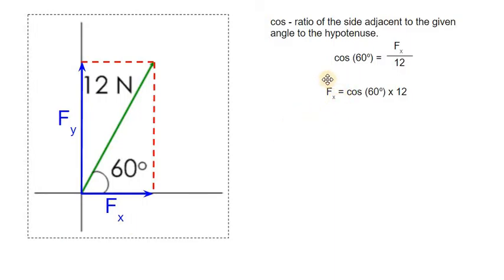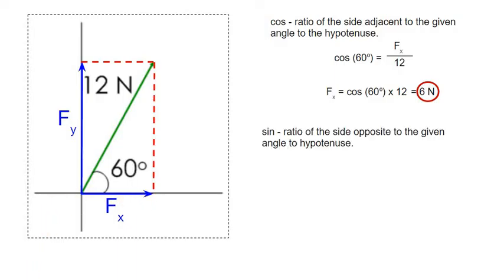Thus, I can calculate my x component as the product of cosine of the angle 60 times 12, which equals 6 newtons. Now, since we successfully calculated our x component of the vector, let's calculate y component of the vector. To do that, we need to remember the basic definition of the sine.